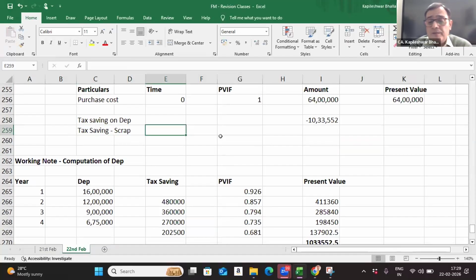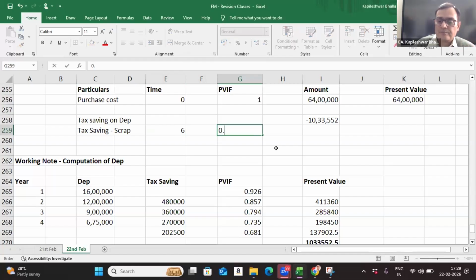So life of the asset is 5 years. So this will go to which year? 6th year, I guess. Because the asset will be having a tax saving and this will go to 1 year in arrear. That is 6th year. So let's see the factor in the 6th year. So 6th year factor would be at 8%, 0.631, and we can get the present value.